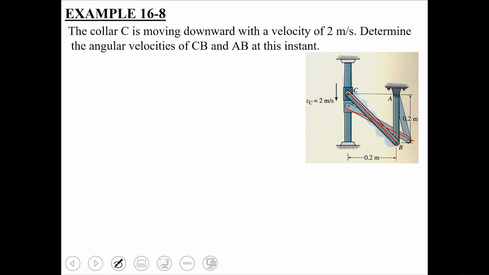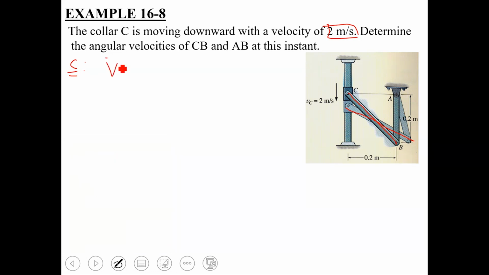downward at a speed of 2 meters per second at the instant shown. We need to determine the angular velocities of the other 2 links, that is link CB as well as link AB. Okay, so whenever we perform velocity or acceleration analysis, we always start from that link whose motion is known to us. Since the motion of collar C is known to us, we are going to start from collar C. The collar C is constrained to move along the vertical axis downward.